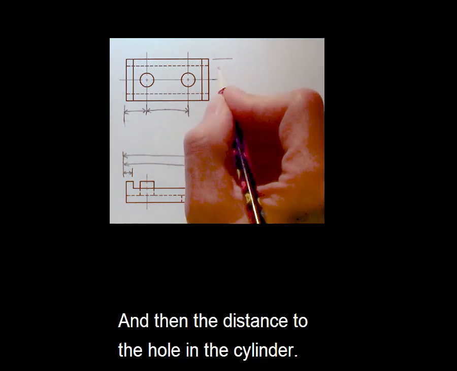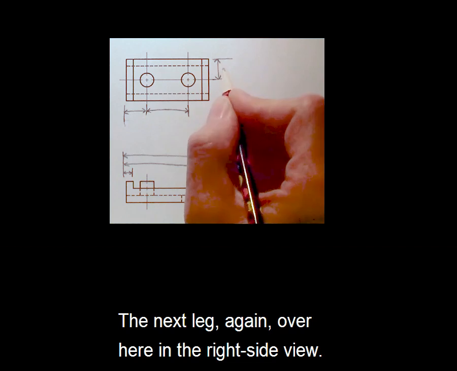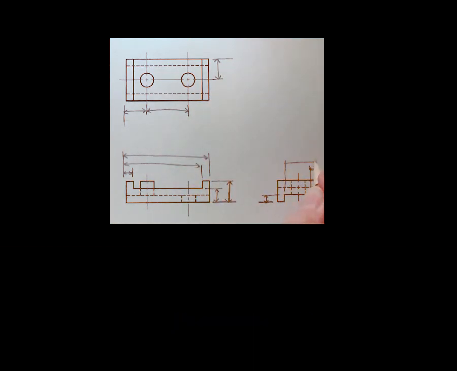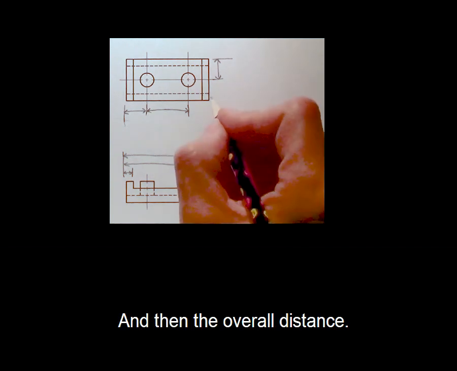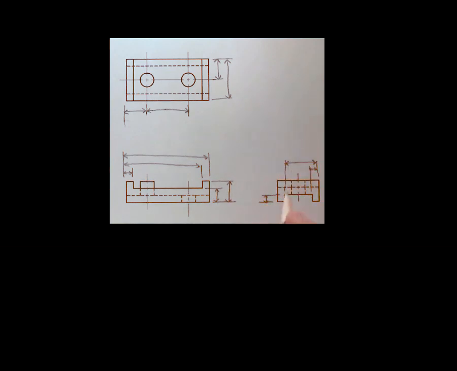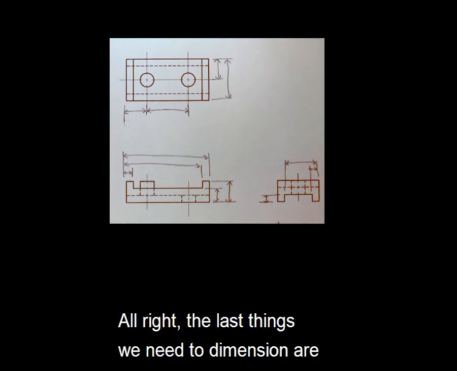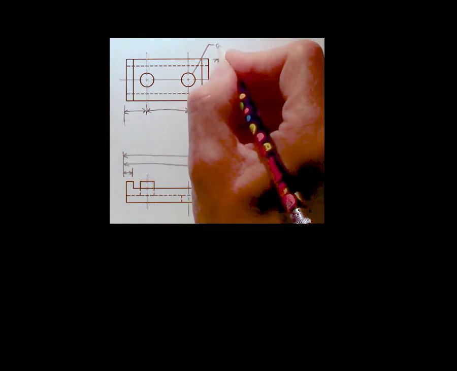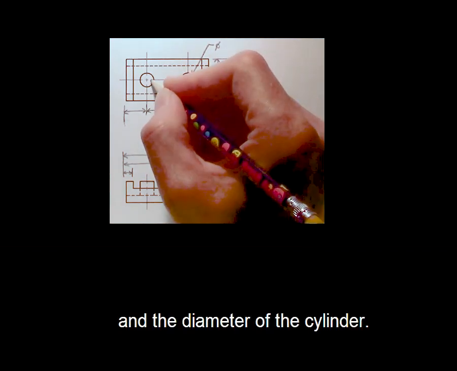And then the distance to the hole in the cylinder. The next leg, again, over here in the right side view. And then the overall distance. Alright, the last things we need to dimension are the diameter of the hole and the diameter of the cylinder.